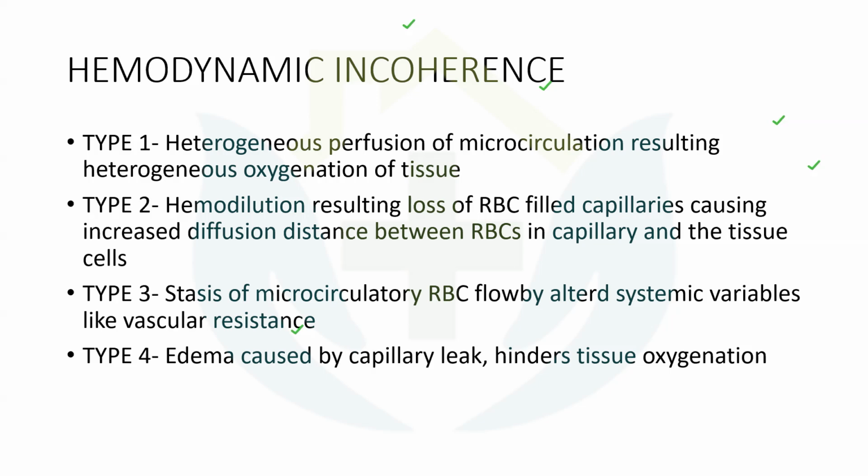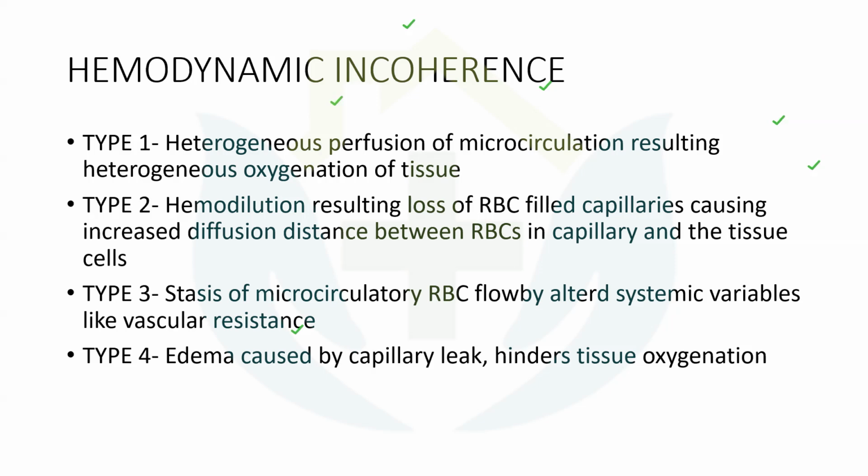One problem. There are four types of incoherence: type 1, type 2, type 3, and type 4. Type 1 is heterogeneous perfusion of microcirculation, resulting in heterogeneous oxygenation of the tissue. I mean, some portion of the tissue is over perfused, there is more perfusion, and some part is hypoperfused. So this heterogeneous perfusion leads to heterogeneous oxygenation.